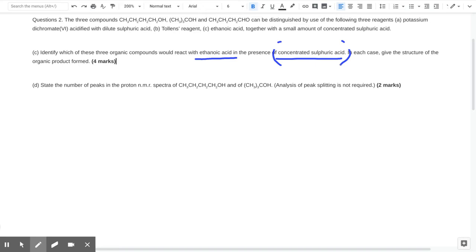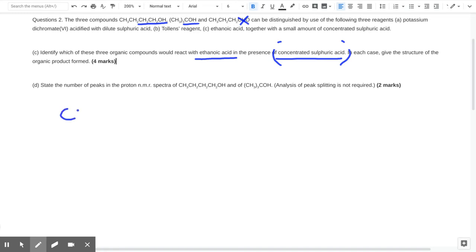It's taking a carboxylic acid and reacting it with the previous 3 compounds. Now, the identifiable organic compounds that will be made will be esters, and so we need to react that with the 2 alcohols. The aldehyde part of that molecule won't react with ethanoic acid, so we're going to be undergoing an esterification type reaction, and we need to give the structure of the organic product. So we're going to need to form the ester bond.